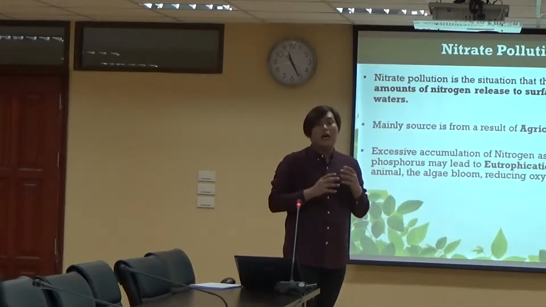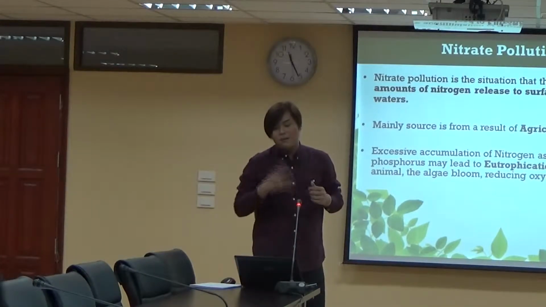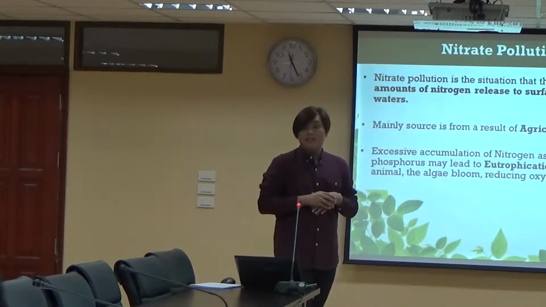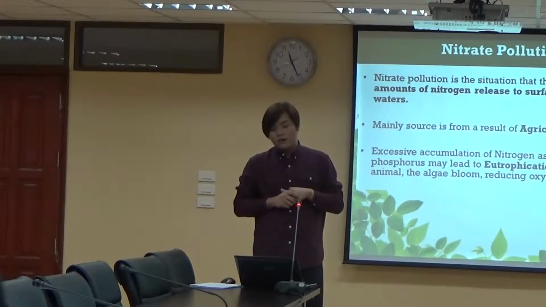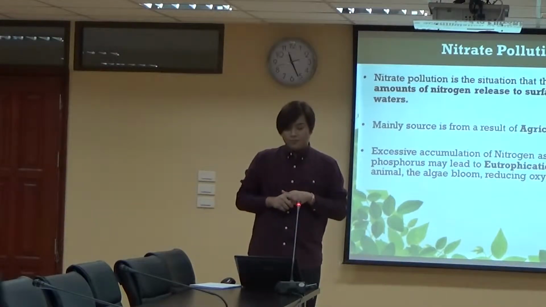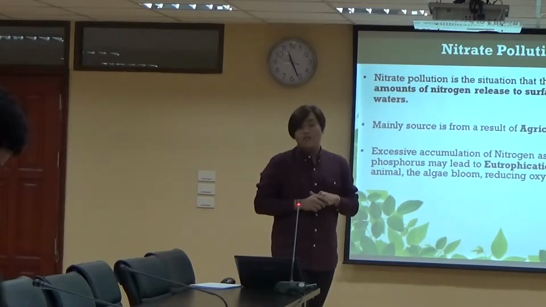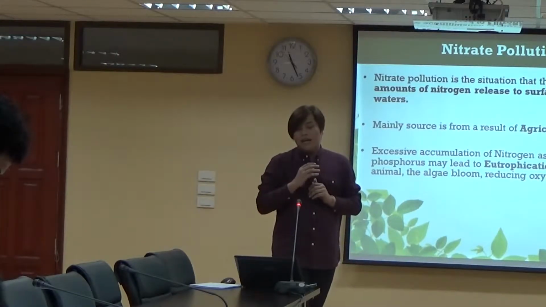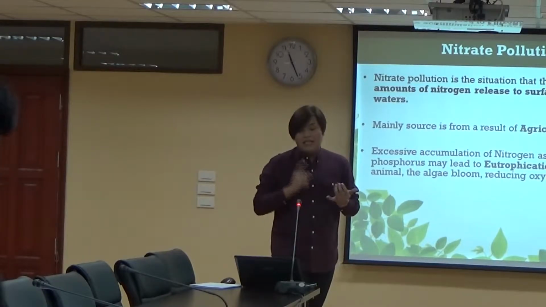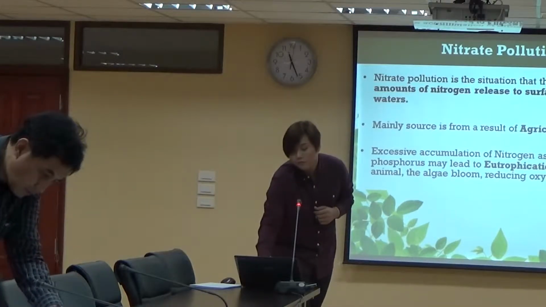This is the problem of this research. It's nitrate pollution, so I will give you some knowledge. The nitrate pollution is the situation where an excessive amount of nitrogen is released to the surface and groundwaters. The main source is a result of agricultural practice. Excessive accumulation of nitrogen as well as phosphorus may lead to the eutrophication phenomenon. Eutrophication will affect the aquatic animals. It has algae bloom and it can reduce the oxygen level in the water.